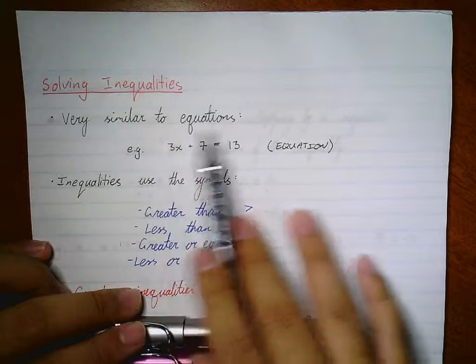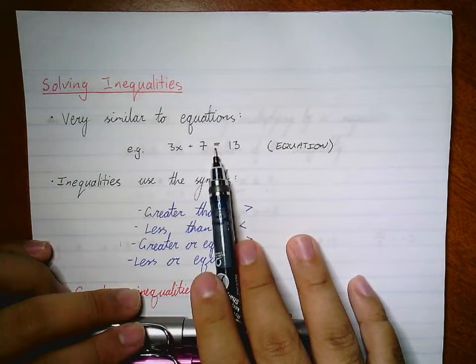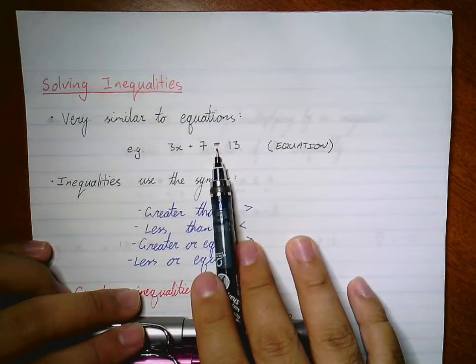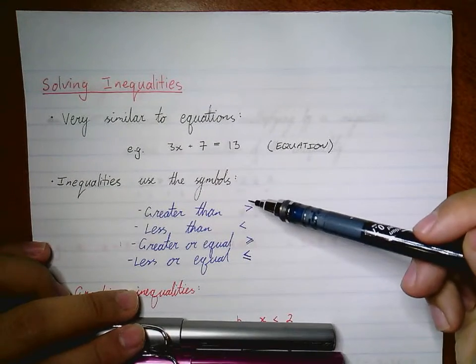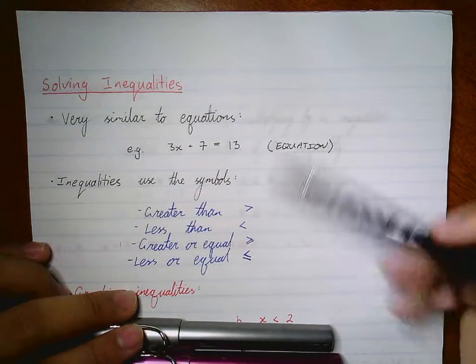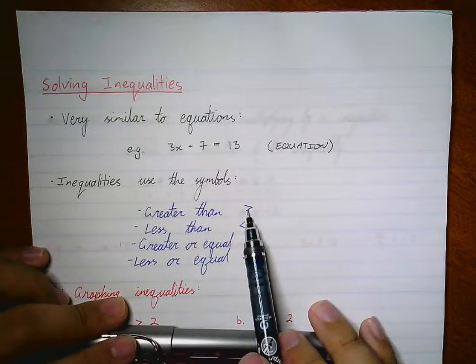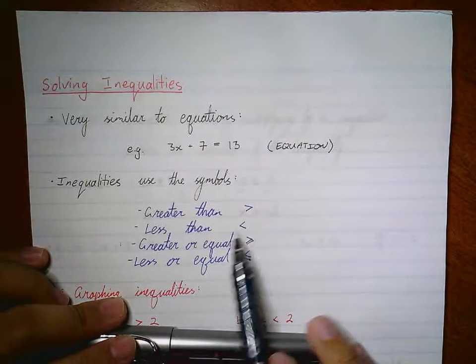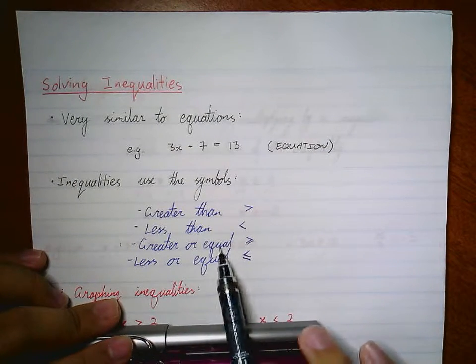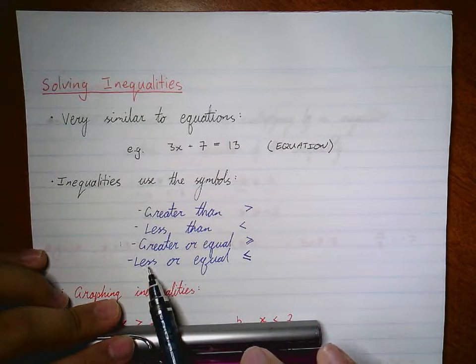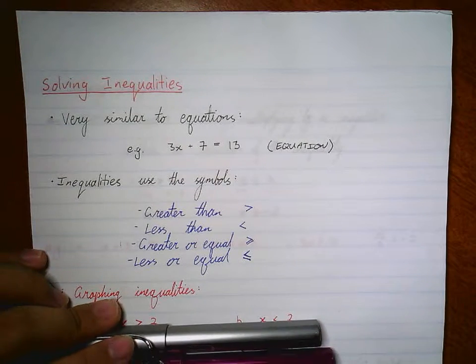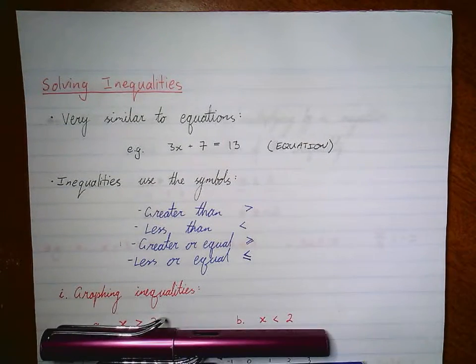Inequalities are very similar, except instead of the equals symbol, we use the inequality symbols. So this is greater than, this symbol here is less than, this symbol here is greater than or equal to, and this symbol here is less than or equal to. And I'll just write a good example here.